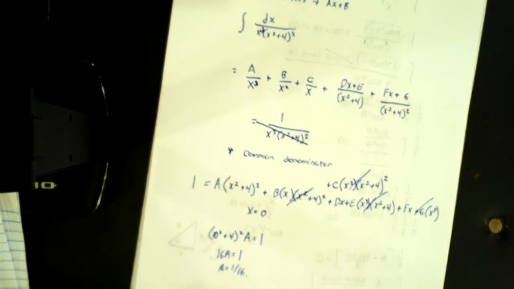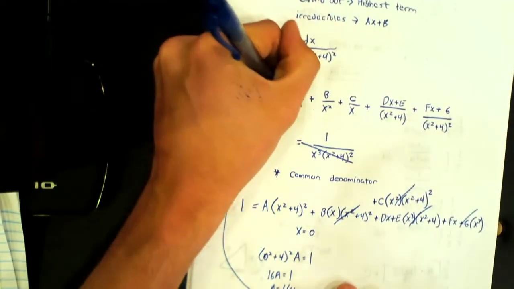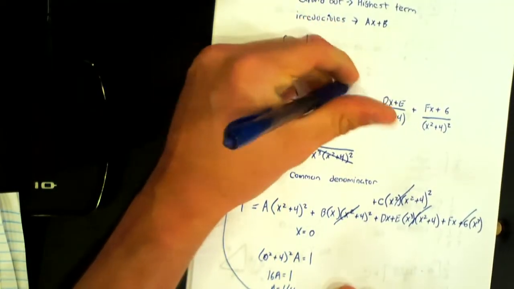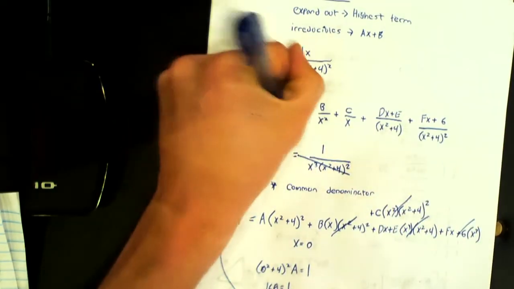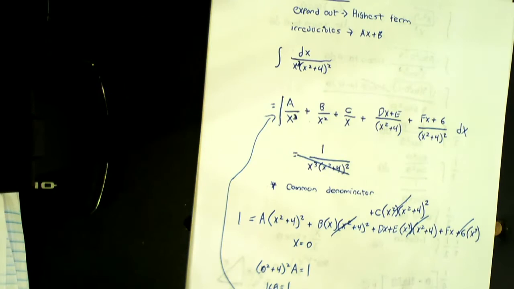Okay, and then after that, we got a is 1/16, so that would just go up here into there. And then all we would have to do, after we got a, b, c, all these terms, is integrate this as opposed to that. And that is what we do with partial fractions. Are there any questions with that?